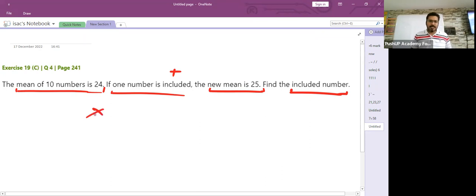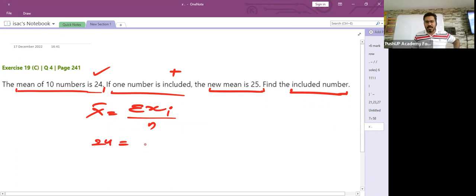So children, you remember the formula which I taught you in the beginning? X bar is equal to, Terence, keep the camera on. X bar is equal to sigma xi divided by the number of observations, isn't it? Now, we know the average of these 10 numbers. It is given to you as 24, which is equal to sigma xi. But we don't know the sum of all these observations. So I'm writing sigma xi as it is, divided by the number of observations, which is 10.